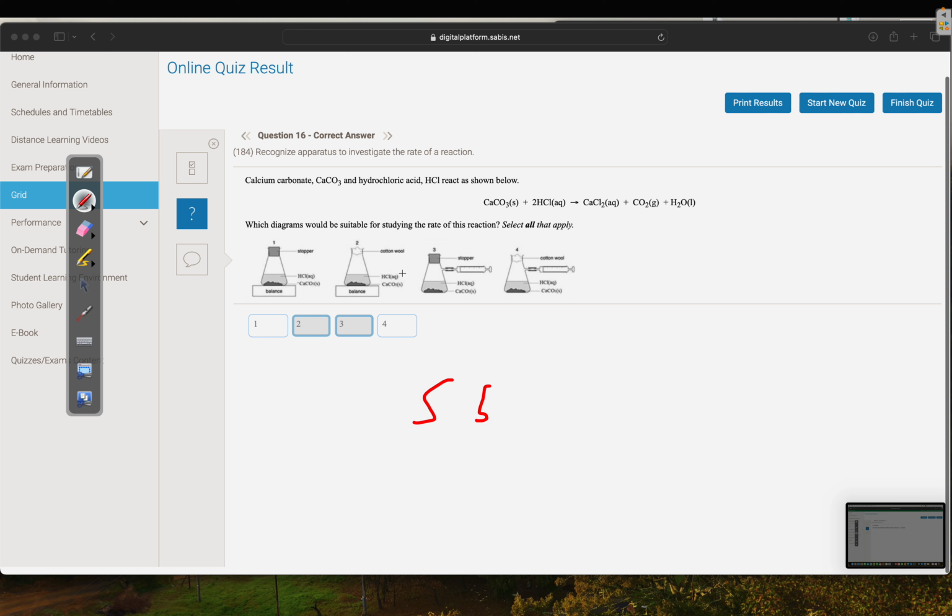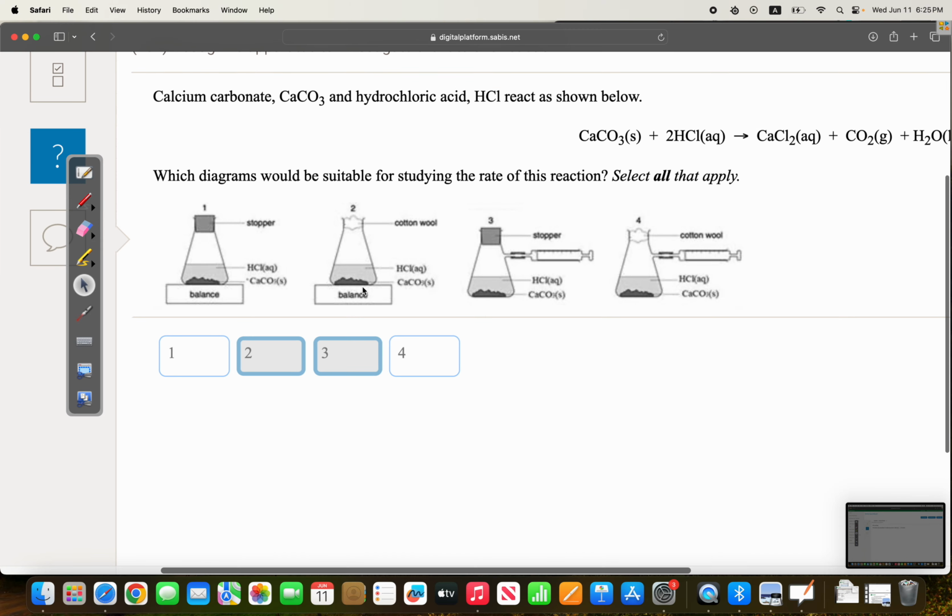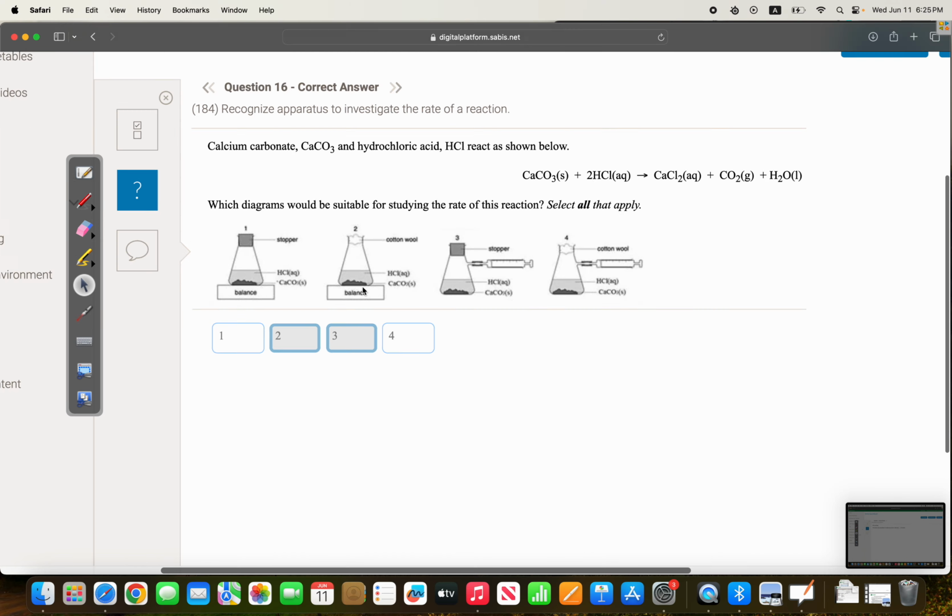And then we would know, by process of elimination, why would we use the syringe again when there is the cotton? Forget it. Just memorize that. For the cotton wool, we need to use the balance, and for the stopper, we need to use the syringe.